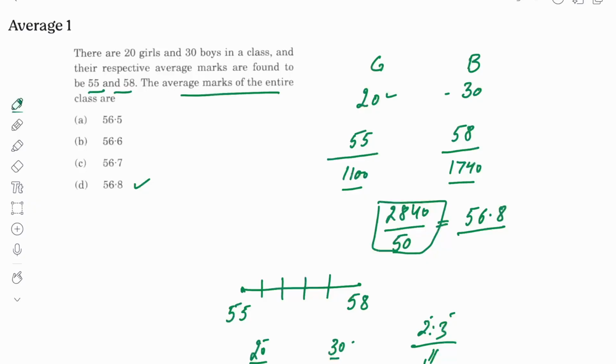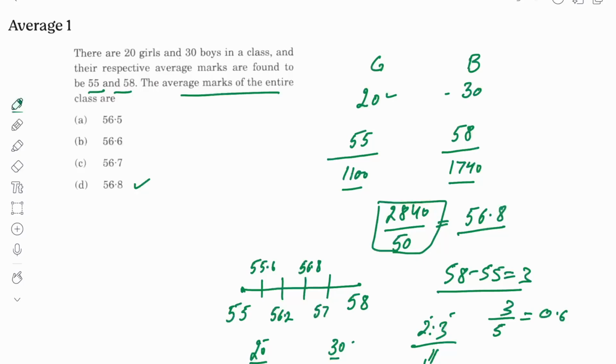Now what if I divide by 5 parts? The difference, that is 58 minus 55, is equal to 3. So if this difference 3 is divided by 5, each interval will come out to be 0.6. So if I write down 55.6 here, 56.2, 56.8, then 57.4. So these are the values after every interval that we receive.